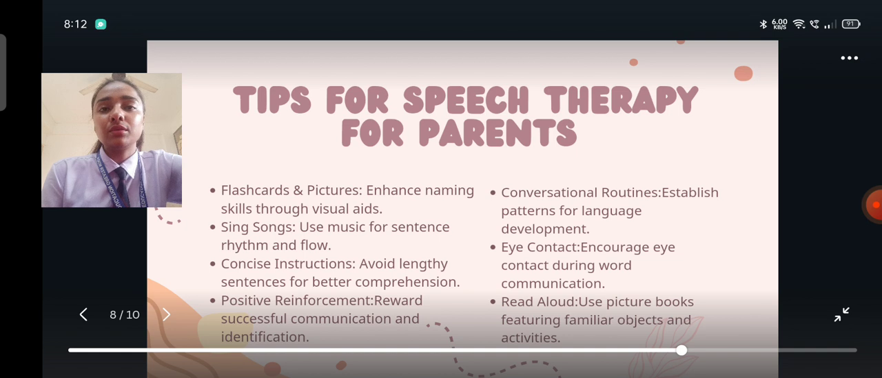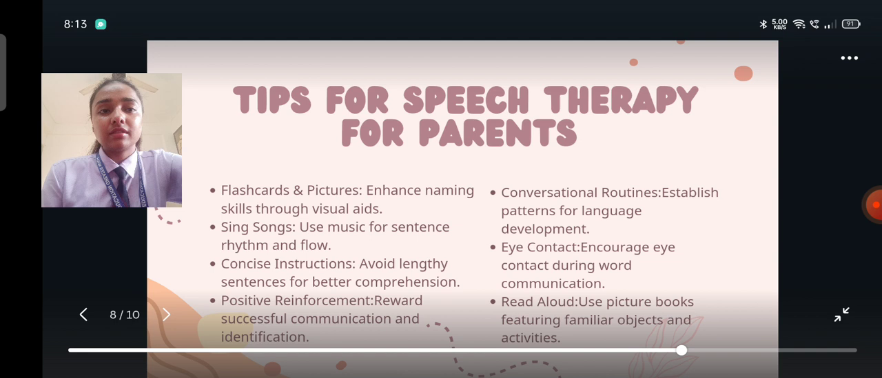What can parents do at home for their children for speech therapy? They can show them flashcards and pictures to enhance naming skill through visual aids. Next is we can sing songs, use music for sentence rhythm and flow.